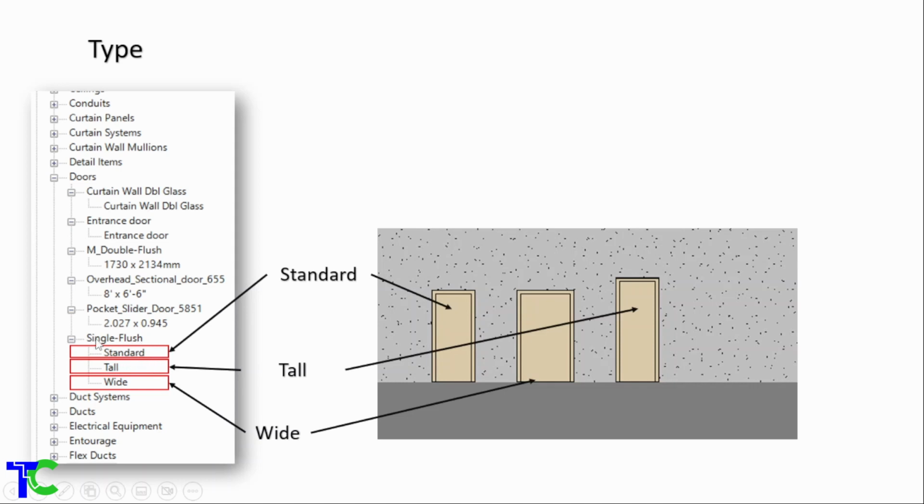As we can see from this example, a common variant can be the size of the door. Let's say we have a standard size, a wide size, and finally a tall size. Now the general configuration in all three cases will remain the same and be constant and driven by the single flush family, but the specific widths and heights will vary by type.